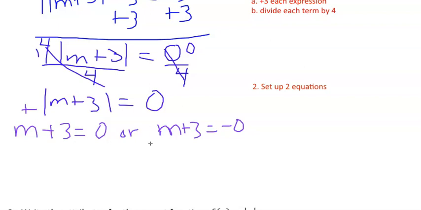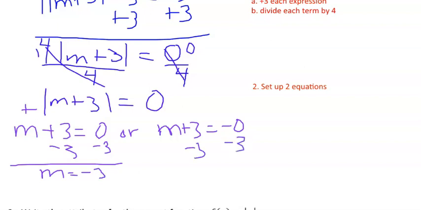So for both equations, we'll solve for m. Subtract 3 each side. So we have m equals negative 3. Same thing for this side, minus 3, minus 3. We still have m equals negative 3.